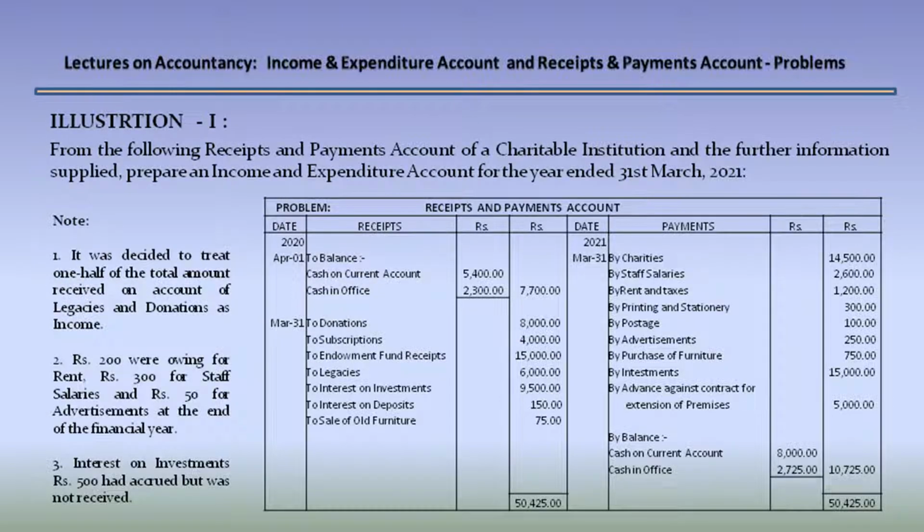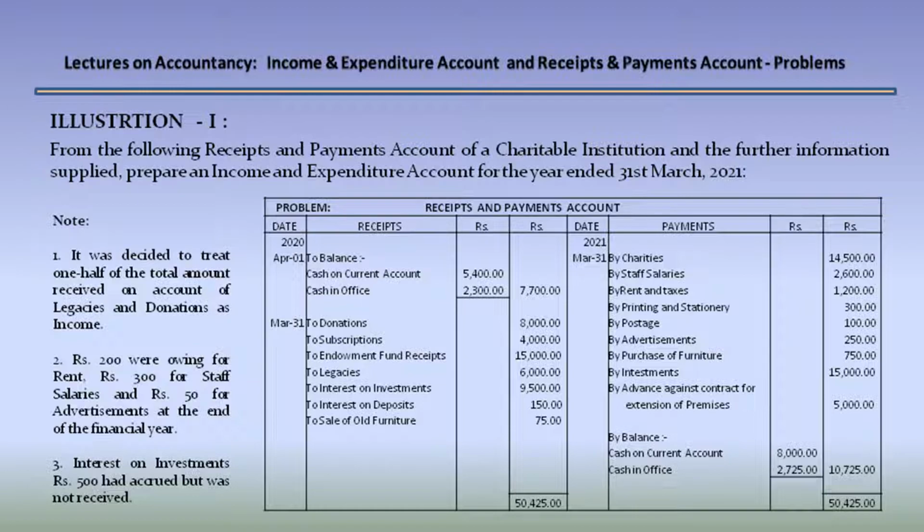Illustration. From the following receipts and payments account of a charitable institution and the further information supplied, prepare an income and expenditure account for the year ended 31st March 2021. The receipts and payments account is given here. To balance, cash on current accounts 5,400, cash in office 2,300, total 7,700 on the receipts column.